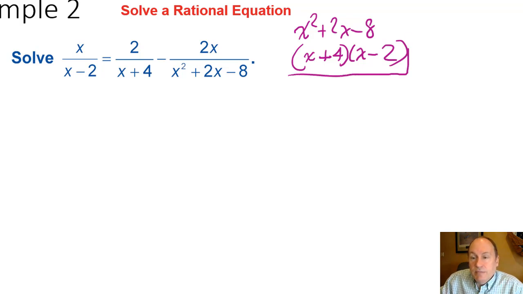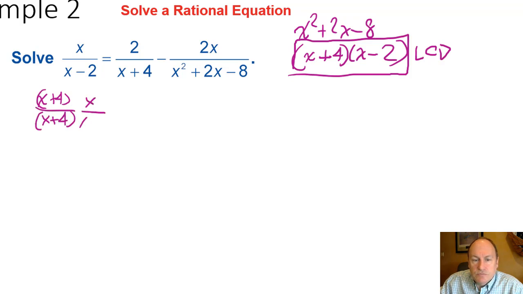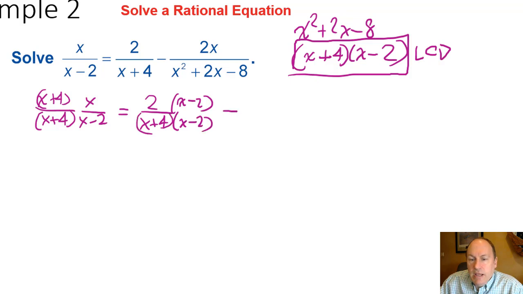So that becomes the lowest common denominator. So what we're going to do is multiply each of the terms so that we get that lowest common denominator, which means we need to multiply the first term by x plus 4. That's what it's lacking, that left-hand side. And then we're going to multiply that second term, the 2 over x plus 4, times x minus 2, because that's what it's lacking. And that last term doesn't lack anything. It has the entirety of the LCD.